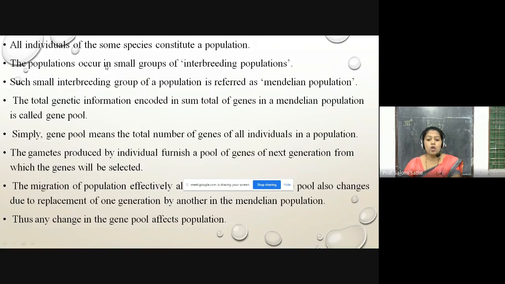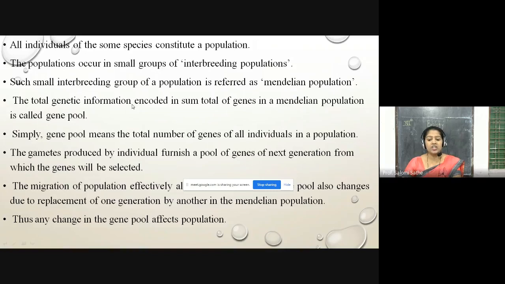Here the population occurs in small groups, that is interbreeding. The breeding that takes place among them is called what? Interbreeding population. Such small interbreeding group of population is referred to as Mendelian population.